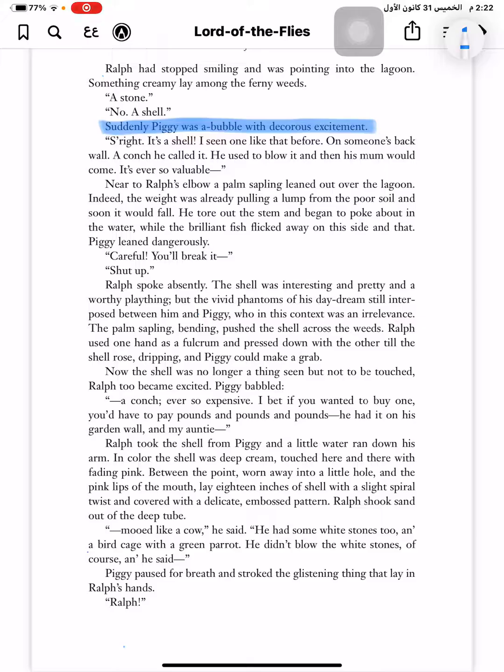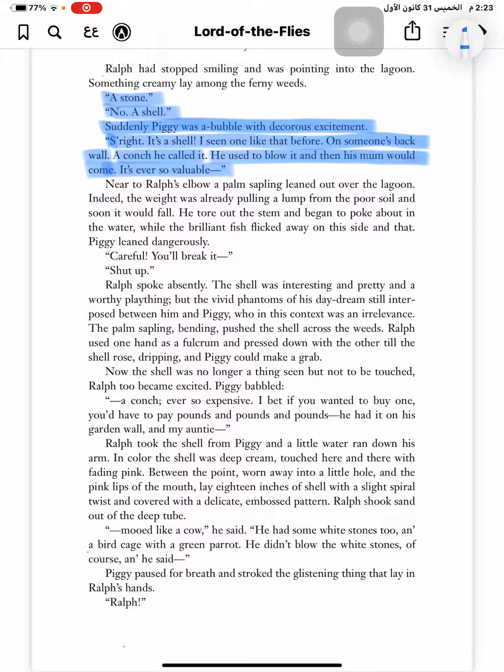"It's right, it's a shell. I've seen one like that before on someone's back wall. A conch, he called it. He used to blow it, and then his mom would come. It's ever so valuable." So the value of the shell is only realized by Piggy because Ralph doesn't know such cheap things. It was Piggy who knows and who values such a thing.